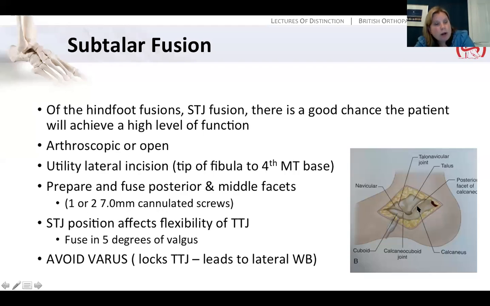The most important thing to remember about the subtalar joint fusion is that you mustn't put the subtalar joint into varus when you fuse it, as it will lock the transverse tarsal joint, and the patient will be very unhappy. So it's really important to fuse it in about 5 degrees of valgus.